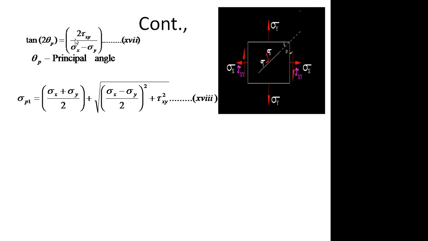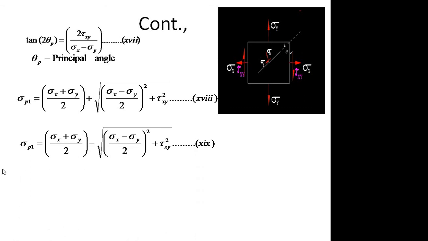Okay, so now we have two principal stresses. Sigma p1, we call it the major principal stress or the maximum principal stress. It is written by the expression sigma x plus sigma y by 2 plus root of sigma x minus sigma y by 2 the whole square plus tau xy square.